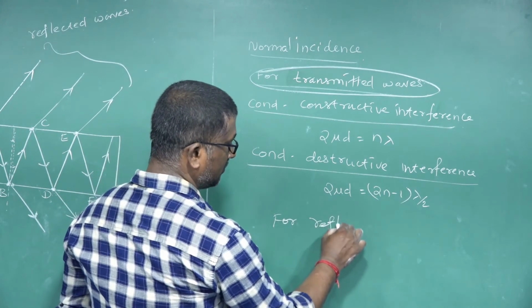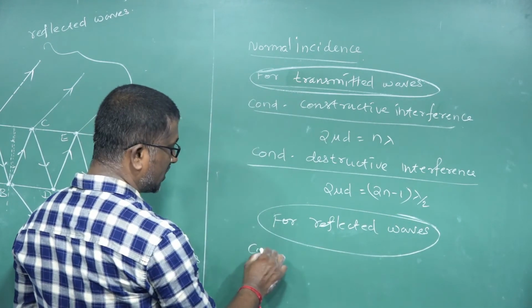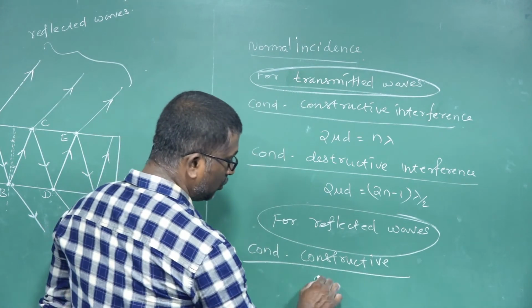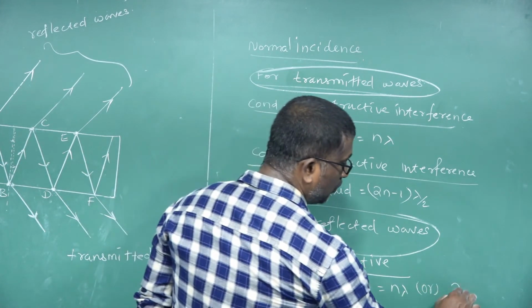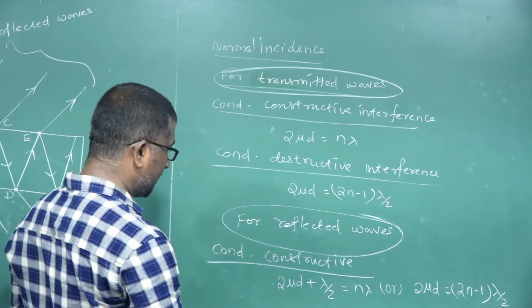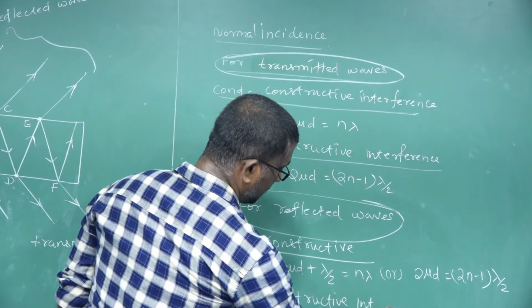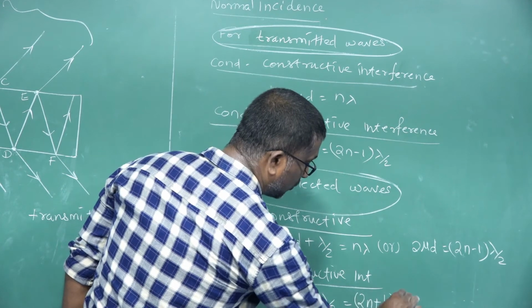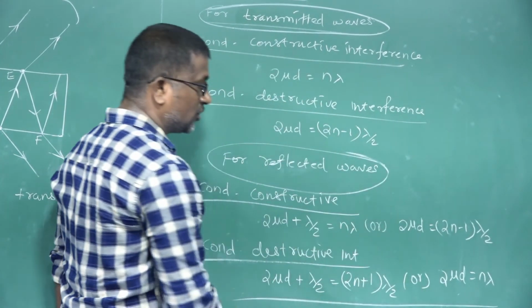For reflected waves, the condition for constructive interference is 2μd + λ/2 = nλ, or 2μd = (2n−1)λ/2. The condition for destructive interference is 2μd + λ/2 = (2n+1)λ/2, or 2μd = nλ.